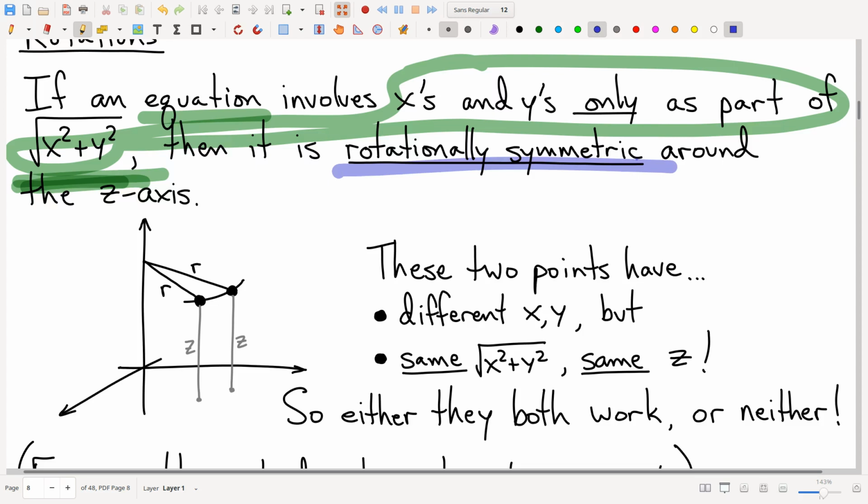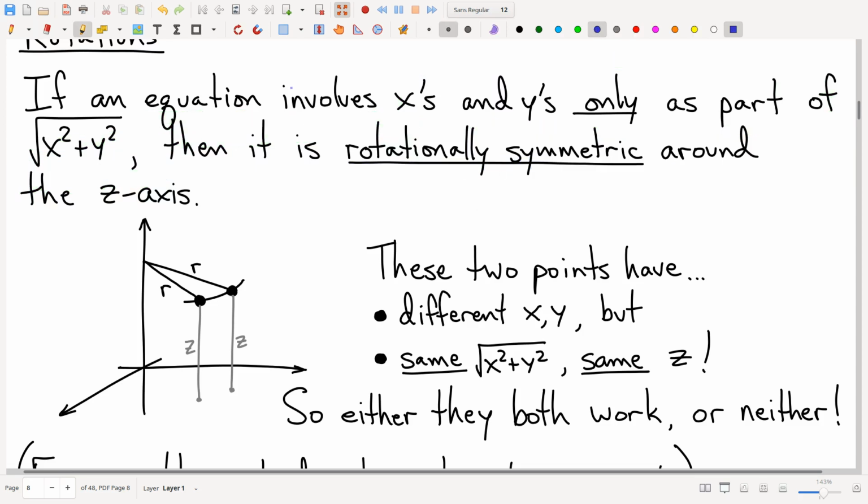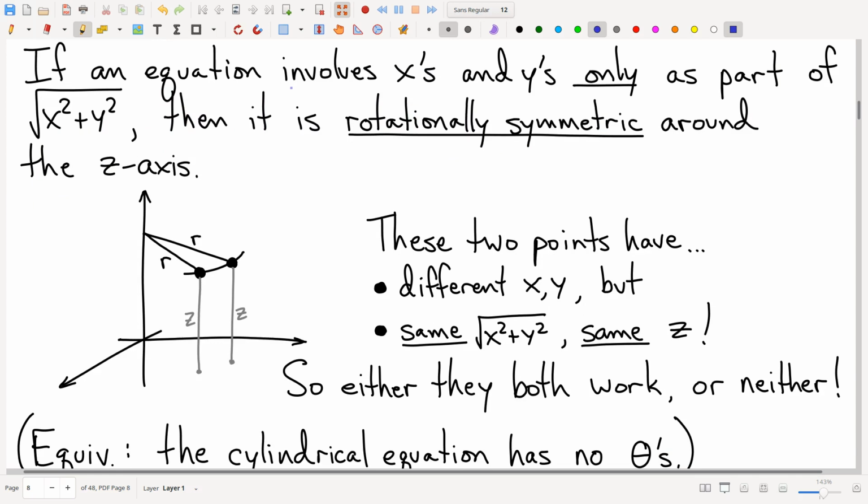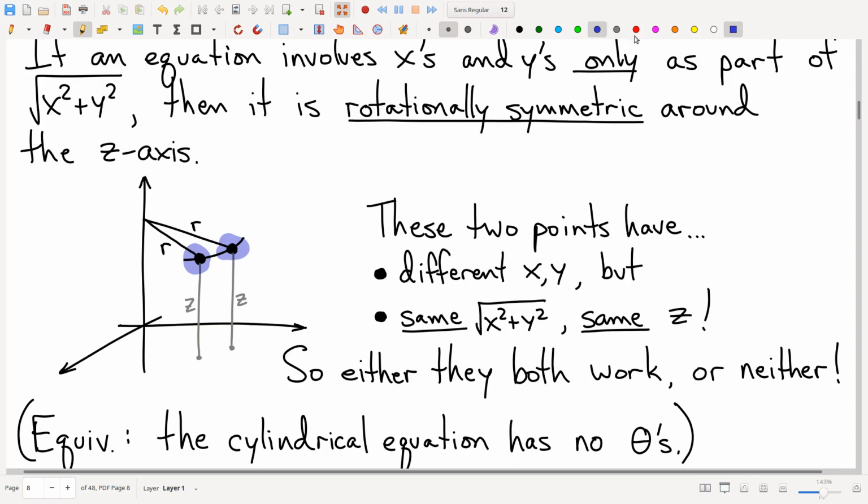And you can think of this a couple of different ways. I find it satisfying myself to realize that if this is the case, then these two points, achieved, you'll notice, by kind of rotating one into the other around the z-axis.